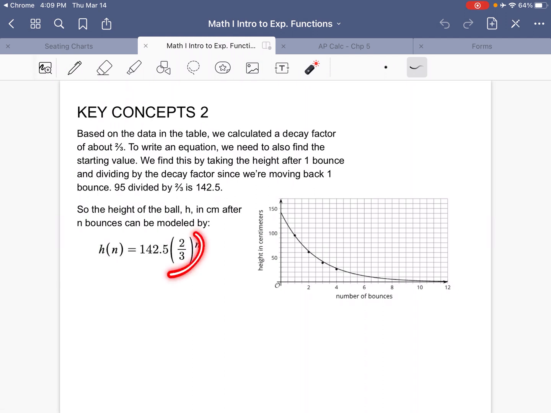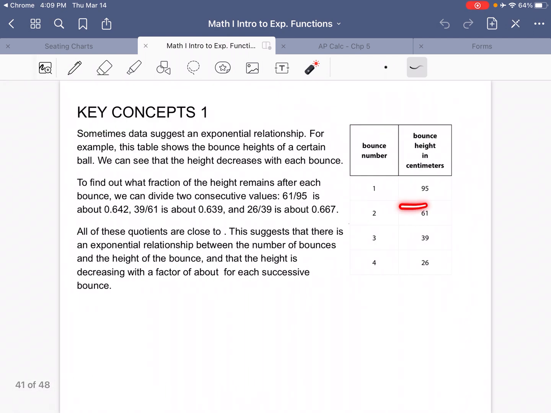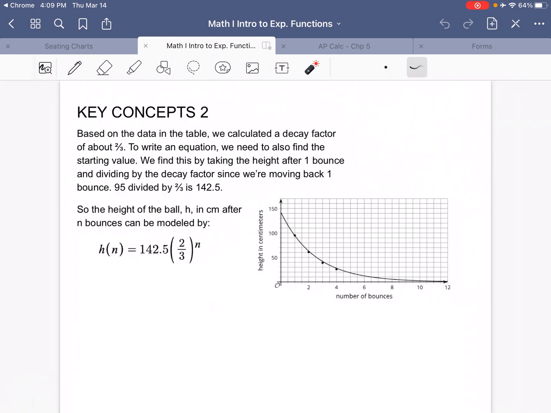Well, if we know that our growth or decay factor is 2/3, all we have to do is take a point that we know and divide by 2/3. So the very first one was 95. If you take 95 divided by 2/3, you get 142.5, and that's where our equation comes from.